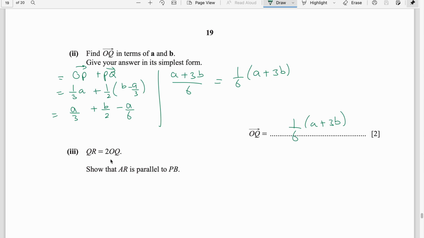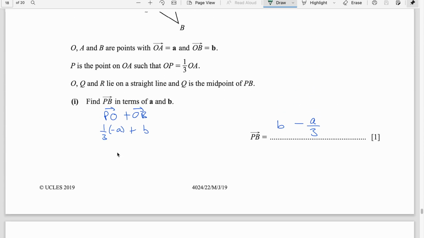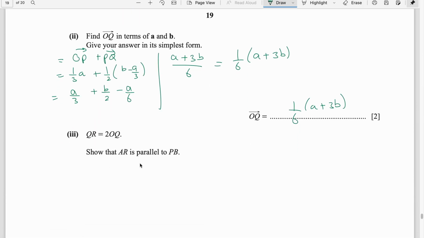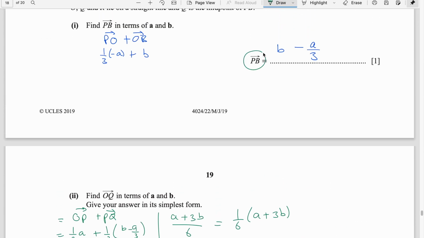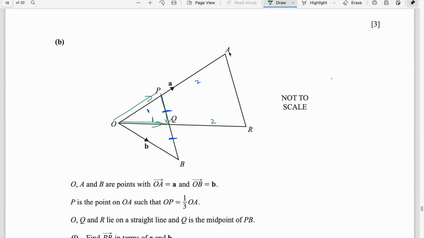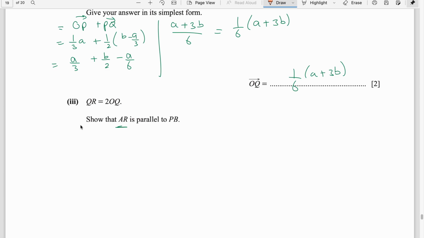Third part. QR is 2 times OQ. Where is this QR? So QR is 2 times OQ. Again, this is 1:2. Show that AR is parallel to PB. PB is already there. Now we have to find AR. For AR, we can say AR is AO plus OR.